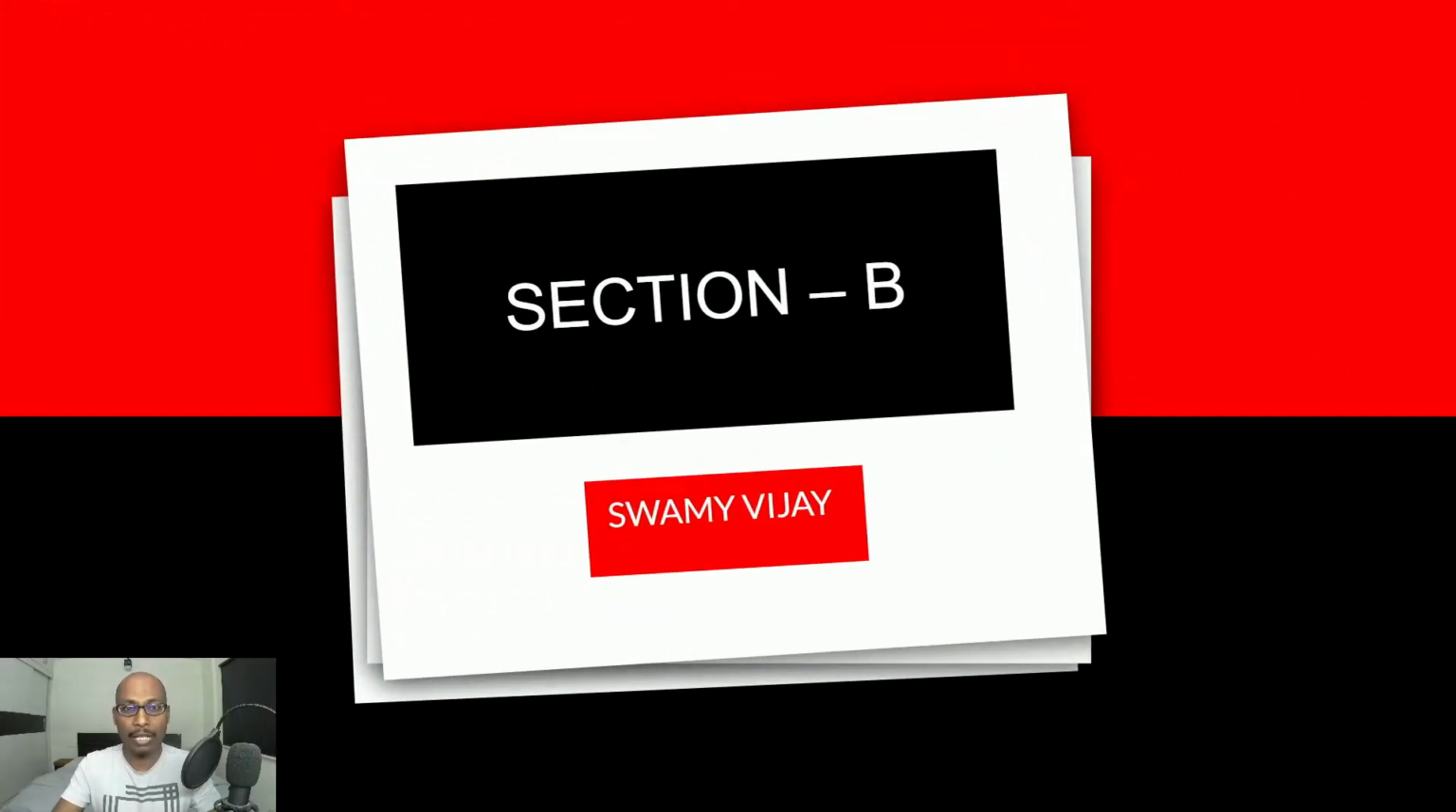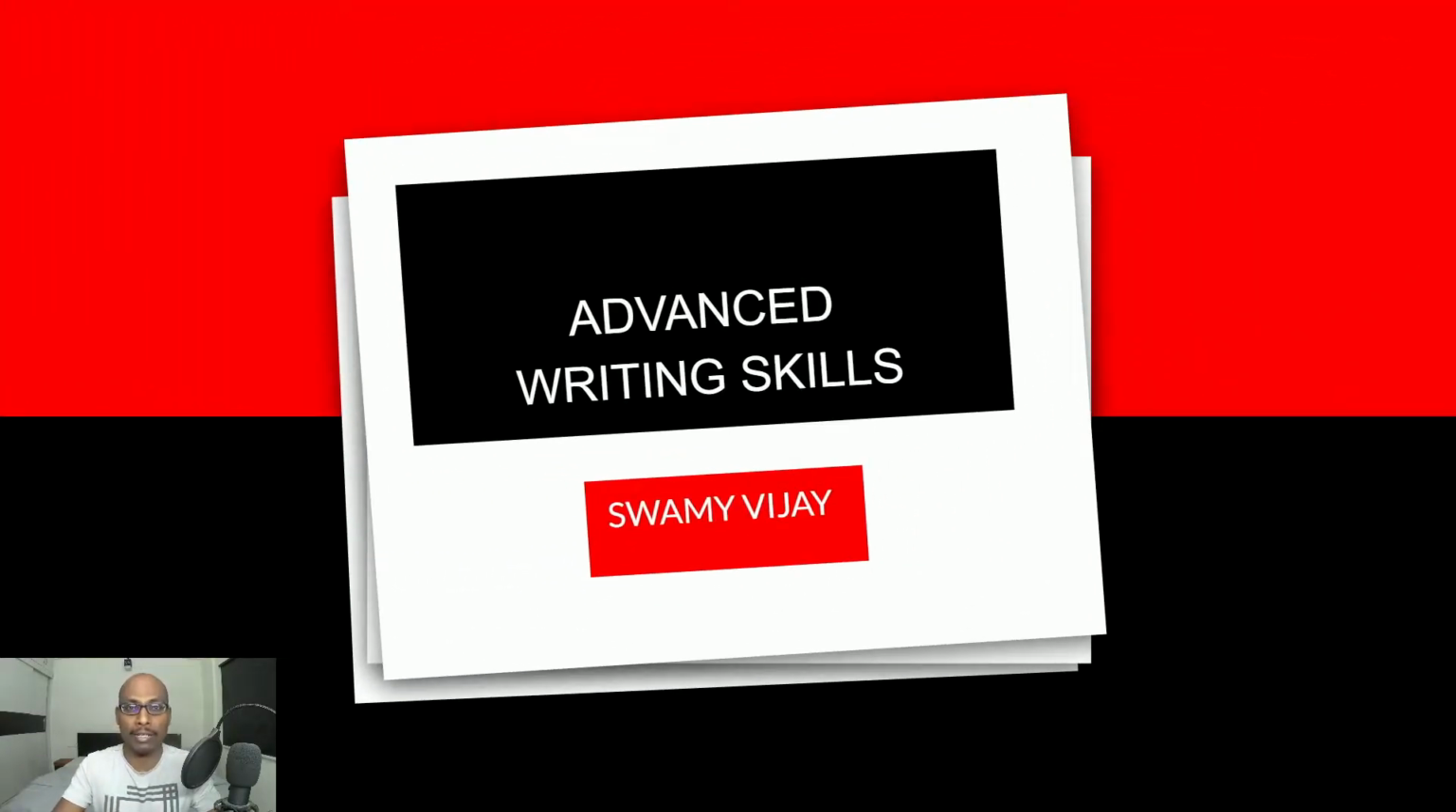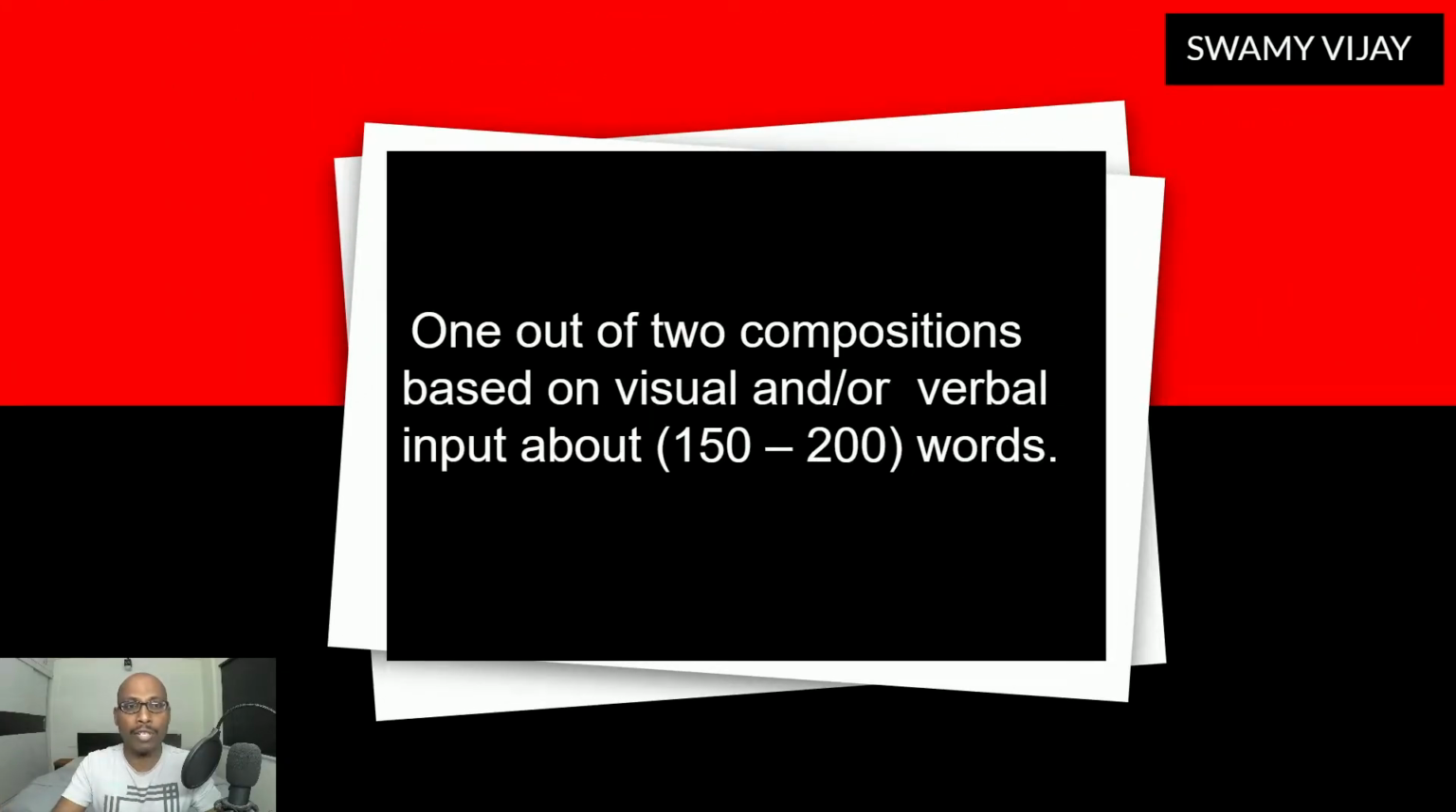So speech writing comes in section B. That means after completion of your reading skills section, which has two things, one is reading comprehension, another one is note making, the section B begins. Now in section C it is advanced writing skills. Not only speech writing, you have to study article writing also, that we'll discuss in the next video. So speech writing comes under advanced writing skills.